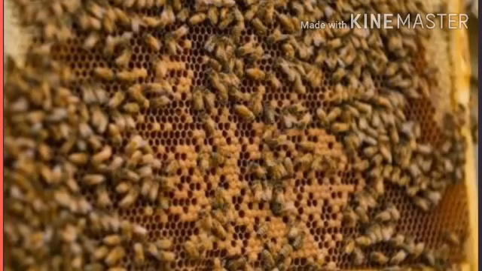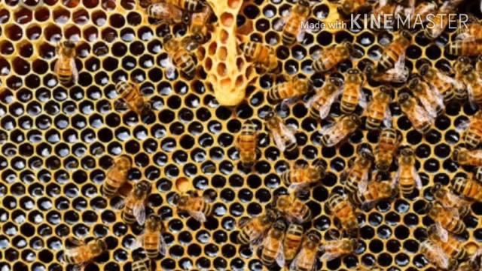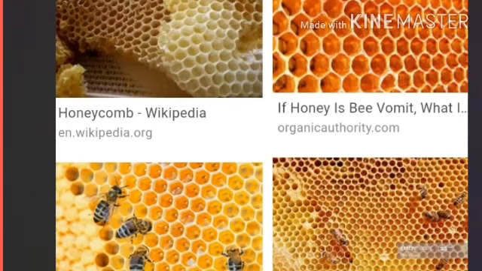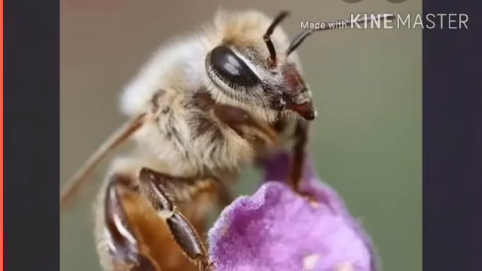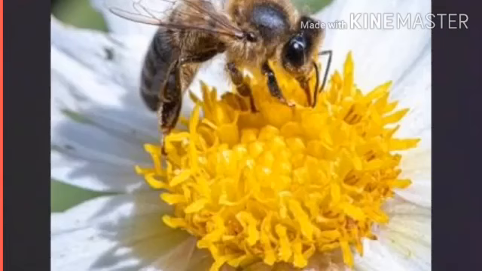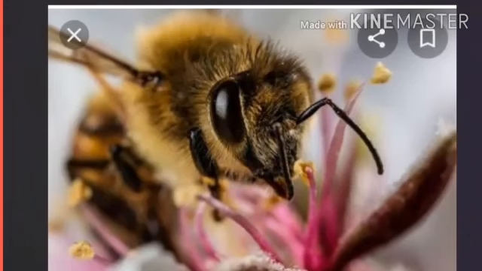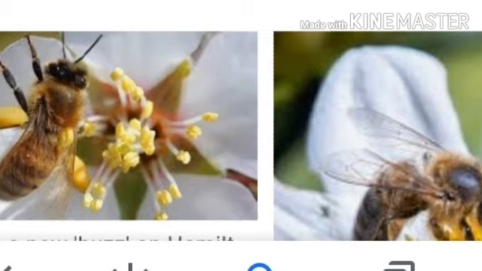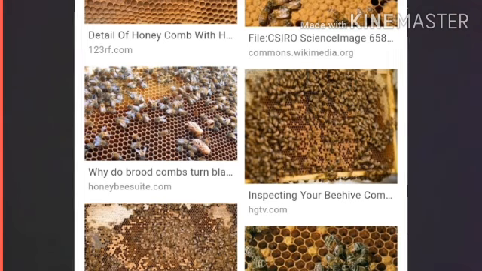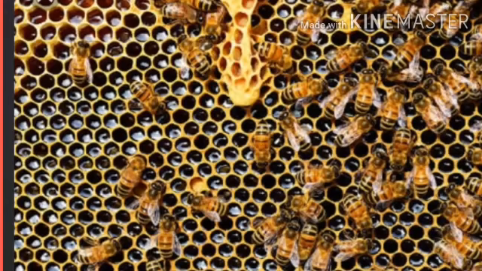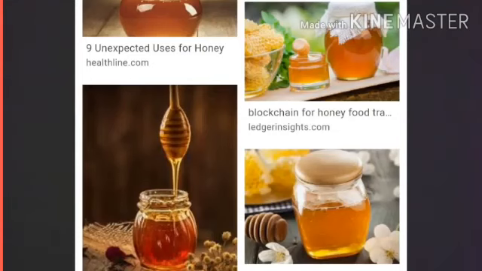Why is this variation there? The reason: honeybees are visiting a number of plants. That means they are visiting a number of flowers, nearly 3000 plus flowers. In this visiting, they may visit a particular flower a number of times, or they may collect maximum substance from those flowers. So honey shows such variations. Definitely it comes under a mixture.